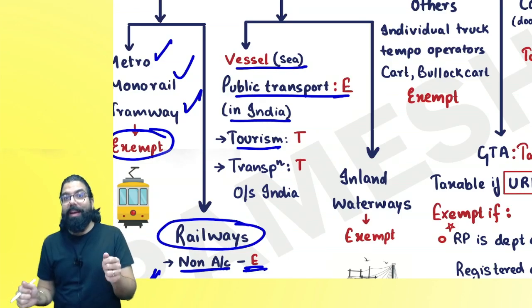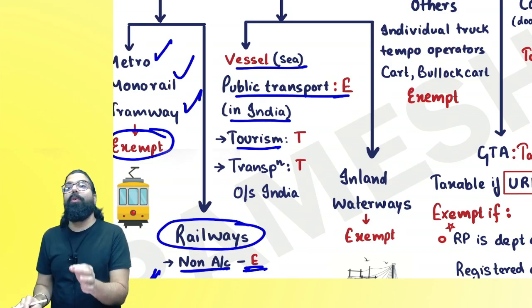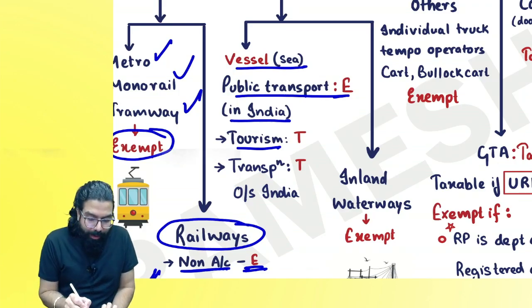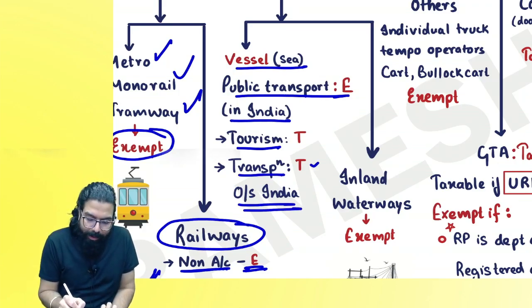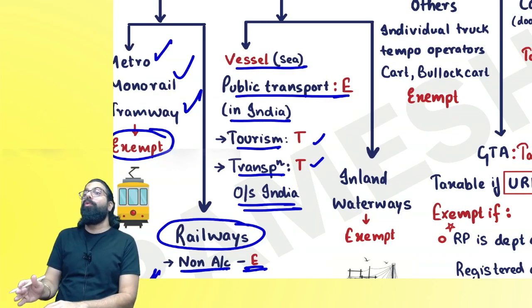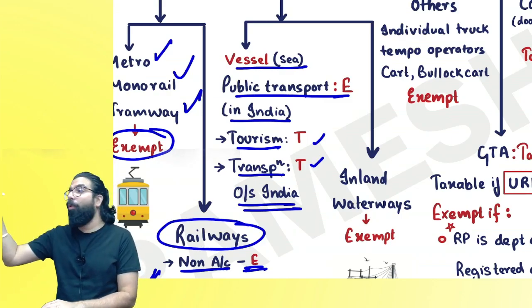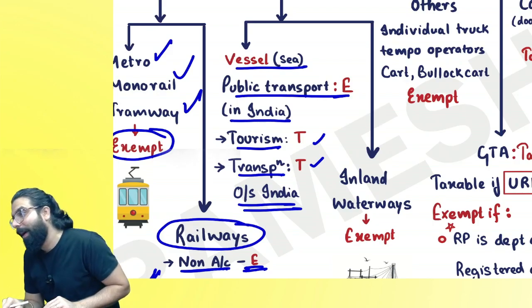Sir, supposing Balu and his girlfriend went. Now, they booked one ferry. They are going comfortably on their ferry. Baba, tourism is always taxable. Sir, transportation outside India is always taxable. You went on a cruise from India to Singapore. Baba, a cruise outside India is always taxable.